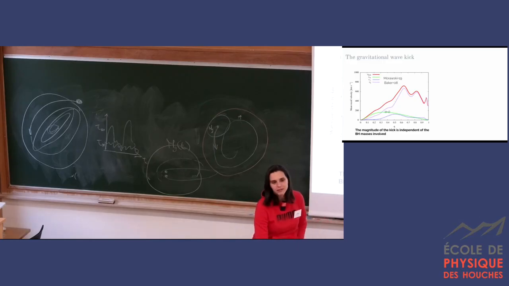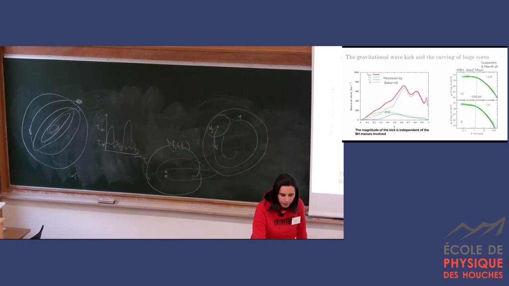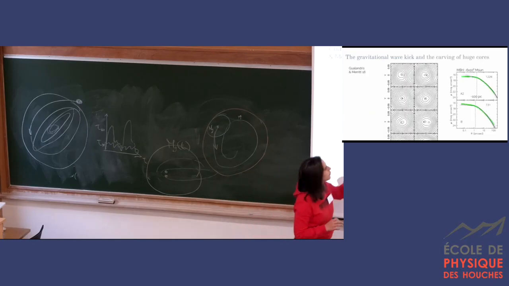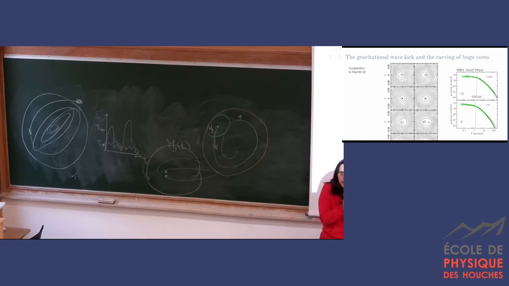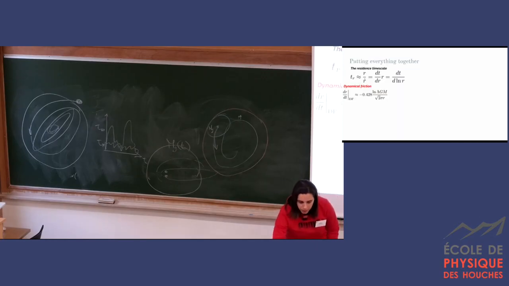Kick. I'm just going to say that when the merger happens, the merger product can receive a kick due to the anisotropic emission of gravitational waves. And what can happen is that the final black hole does not sit still in the center of our system, but moves around and again needs time to shrink down due to dynamical friction. And this can also help carve a core in the stellar density profile that is much larger than the one we discussed before. So this is a way to explain super large cores that are observed in some ellipticals.